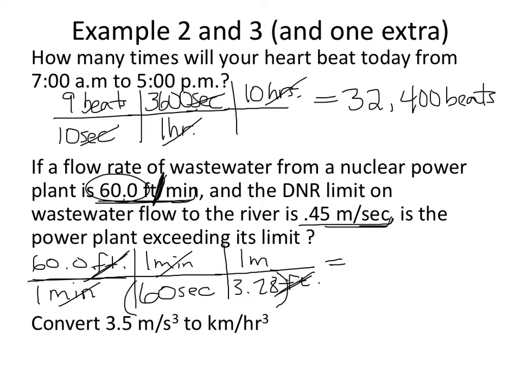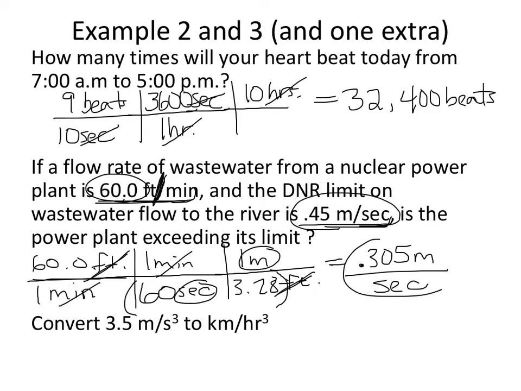Okay. So obviously I know some of these steps you can cancel or not have to do because 60 divided by 60 is pretty easy. But obviously our numbers are not going to be so nice. So 0.305 meters per second. Because I have meters here and seconds here, the units I want, I can compare these two. So obviously we are not exceeding the limit, which is good news.